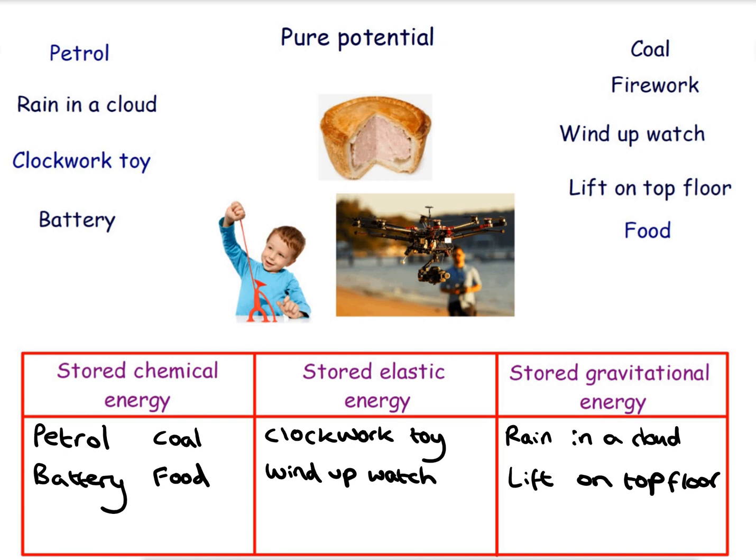Okay, so I've left firework to the end because firework, you could argue, could be in two columns depending on the sort of situation that it's in. So before you light the firework, it will have stored chemical energy. Once the firework has been lit and obviously it goes up into the air, we could then put it into the stored gravitational energy. So it could be in either of those two columns.